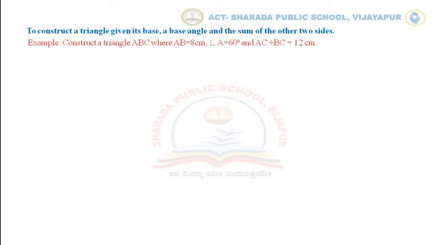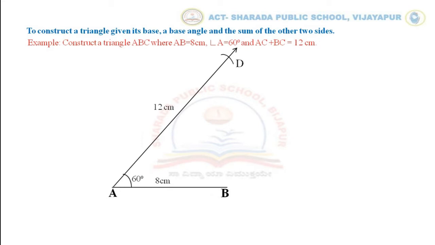First, we measure AB which is equal to 8 cm and draw a line. Next, keeping the protractor at vertex A, we measure 60 degrees and draw a line. Next, from the point A, with the length of AC plus BC, that is 12 cm, we cut an arc D and join BD.